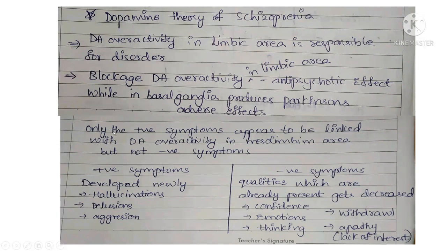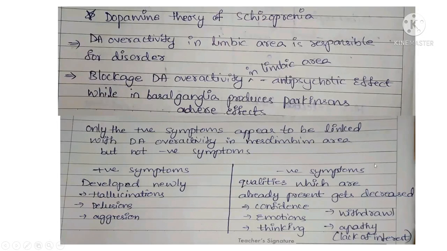The next point is that only the positive symptoms appear to be linked with this dopamine overactivity in the mesolimbic area, but not the negative symptoms. In psychosis, we have both positive and negative symptoms. With dopamine overactivity, we can see only positive, but not negative. What are these positive symptoms? Positive symptoms are the symptoms which develop newly, namely hallucinations, delusions, and aggression.